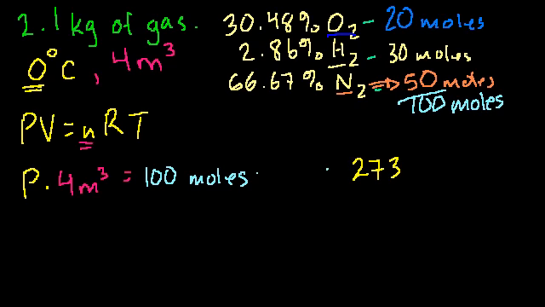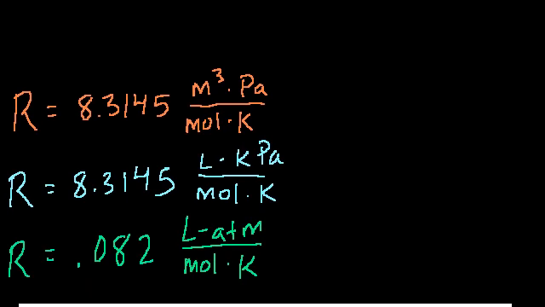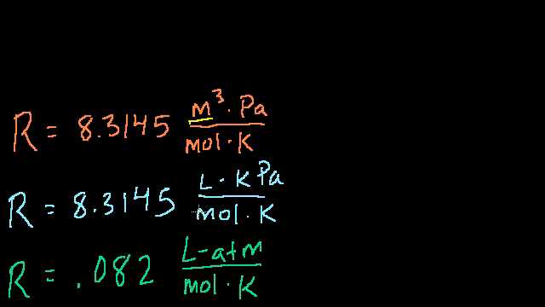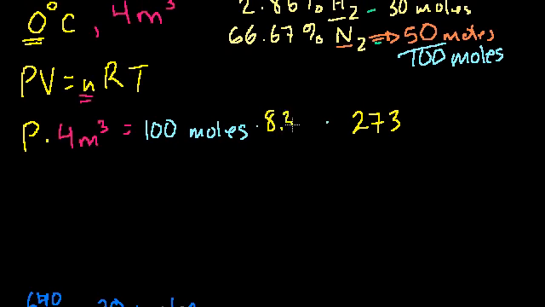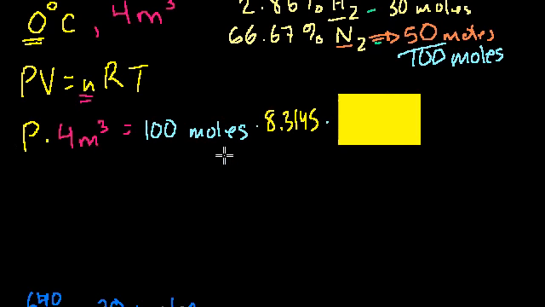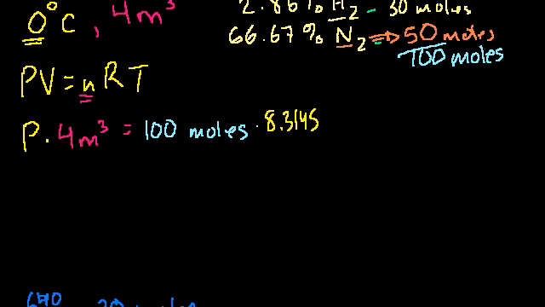And then which R do we use? So I always like to write my R's down here. So we're dealing with meters cubed. We're not dealing with liters. So let's use this one: 8.3145 meters cubed pascals per mole Kelvin. So this is 8.3145, and the units there, I think I should keep. These are in meters cubed pascals divided by moles Kelvin. And then our temperature was 273 Kelvin.